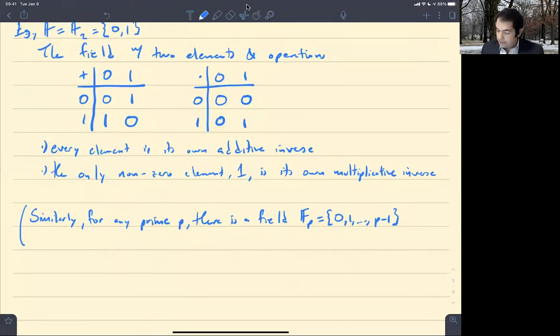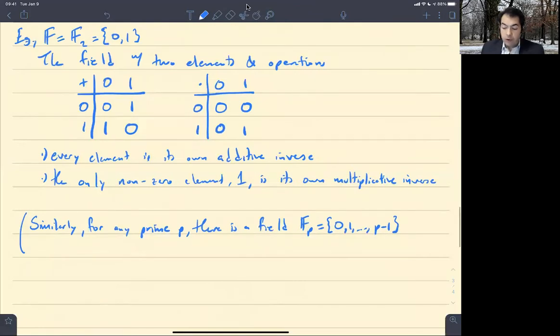So for p equal to 2, you have just 0 and 1. For p equal to 3, you'd have 0, 1, 2. 4 is not a prime. 5, you'd have 0, 1, 2, 3, 4, and so on. And I'll let you think about what its operations are. How do you fill in these tables so that you get a field? This is something you've probably heard about.